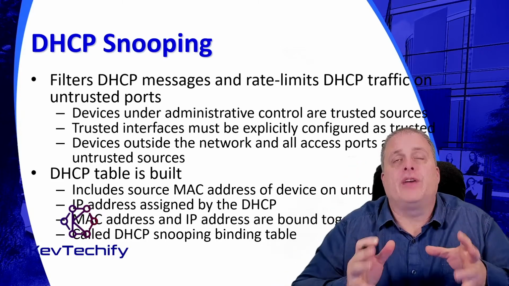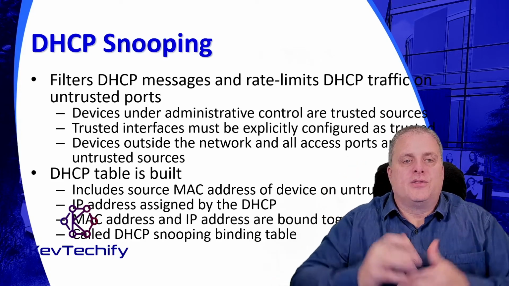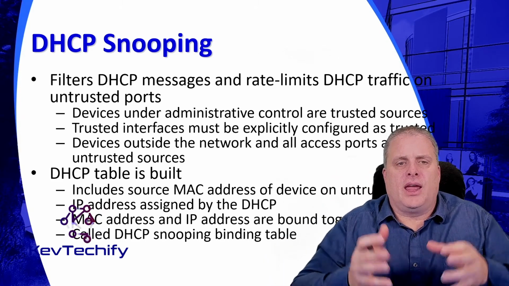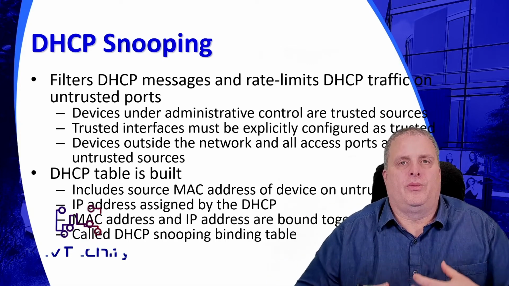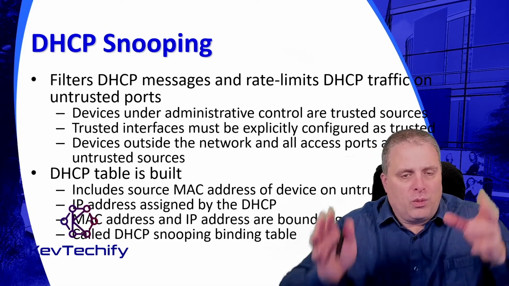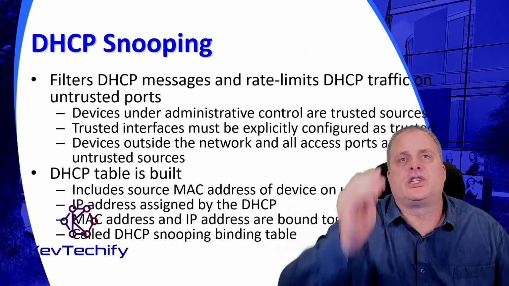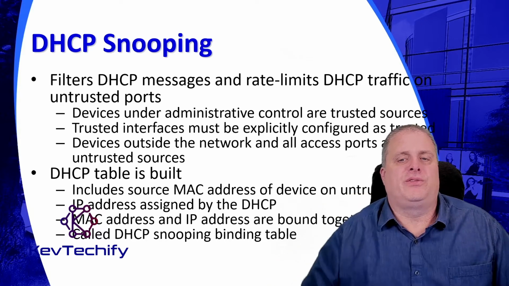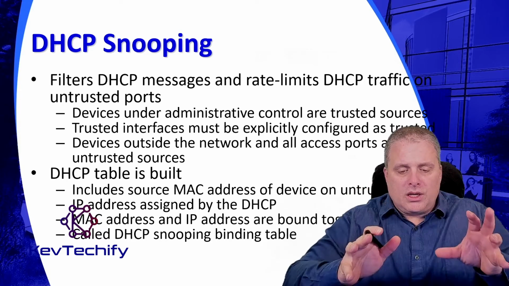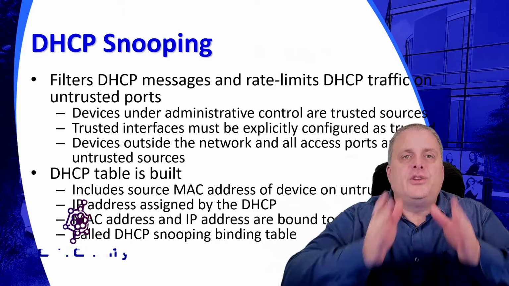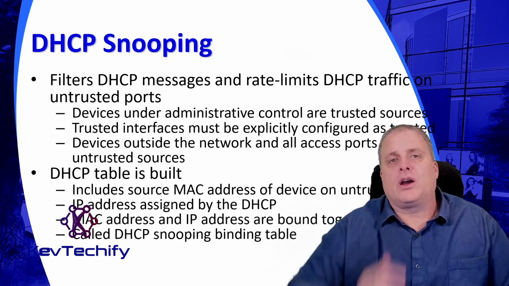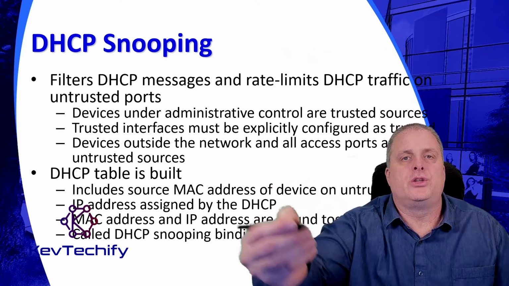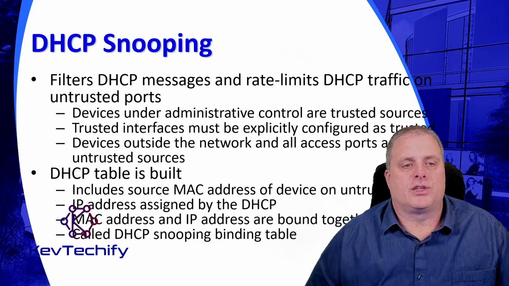And so what we have to do is go in and set up trusted ports. Devices under administrative control are trusted. What that means is administrative control covers the devices we set up, the devices we went in and configured, that we know aren't compromised. They are set as trusted sources. We also go in and trust interfaces. You can trust an interface, but you have to go into the actual interface itself and say, you are a trusted port. This would maybe be a port to a trunk to another switch. That would be a trusted port.